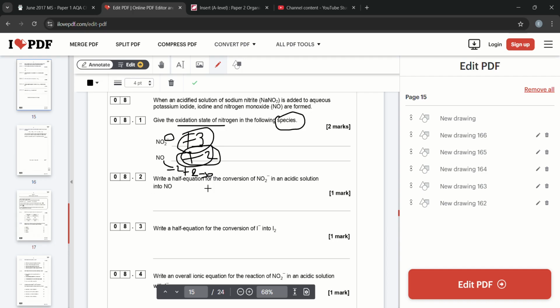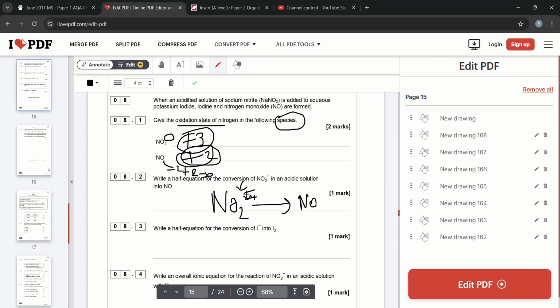So 8.2, write a half equation for the conversion of NO2 minus into NO. Well, first things first, we have 2 oxygens here. You might be wondering, put a 2 here, but then we get 2 nitrogens there. So what we have to do is add a water molecule, H2O. That's perfect, because it gives me 2 oxygens on the right hand side. But it also gives 2H+, so I need to add 2H+ on the left hand side.